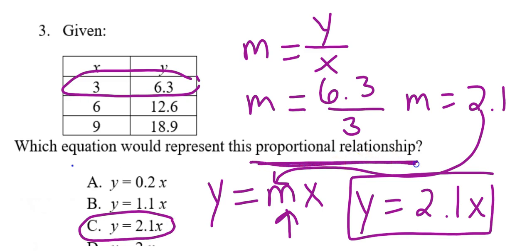So whenever it's proportional, to figure out the number that you're multiplying, you're just going to take this number and divide it by that number to get your slope or your rate of change.